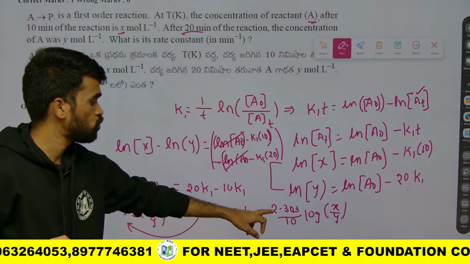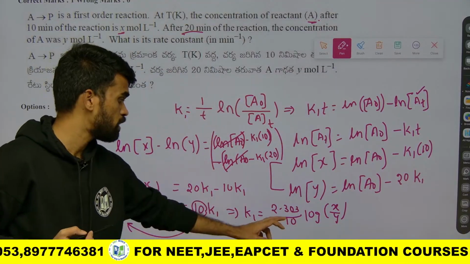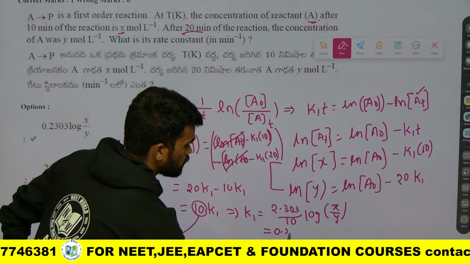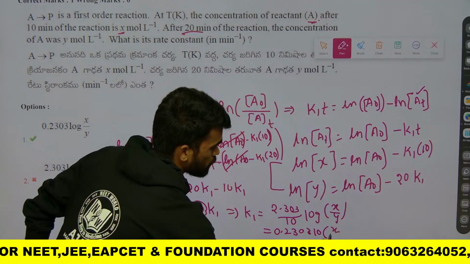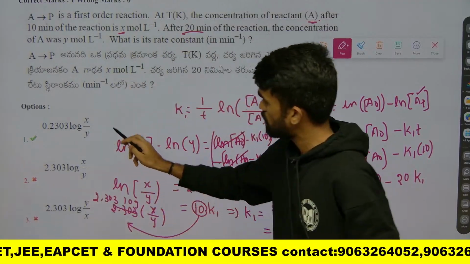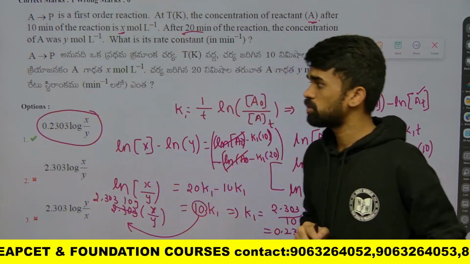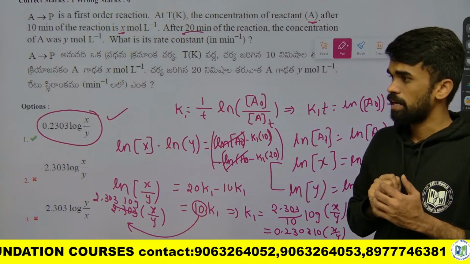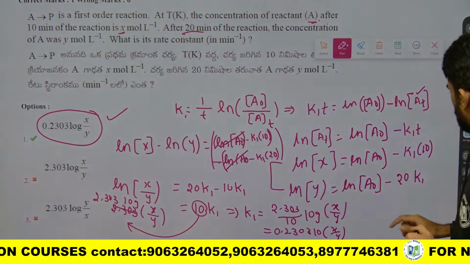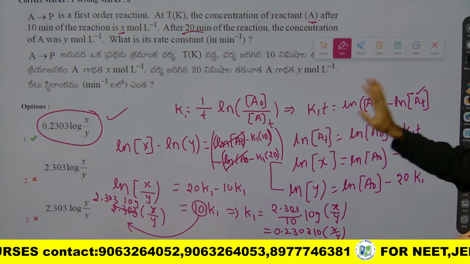So 2.303 by 10 means what? It is 0.2303 log x by y. So this is the option number 1 which is given, 0.2303 log x by y. So that is our answer for this question, right? Let's move further. Hope it is clear.